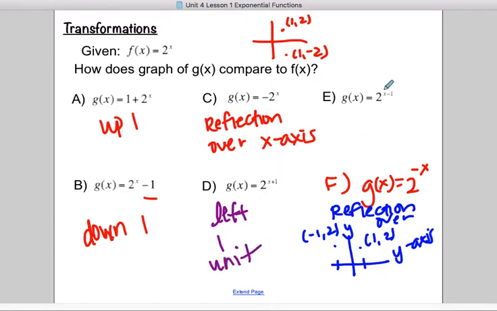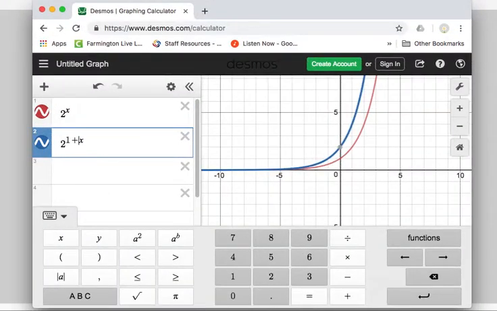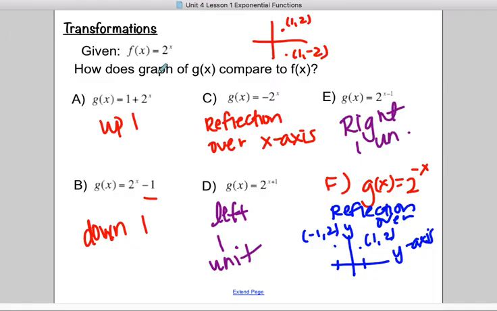How about here? This one looks like we're going left 1 unit, so guess what? We go right 1 unit. And we can back that up by graphing it, and you guys will always have your calculators handy. So if I just make it negative, you should see the red's the original, and I went to the right one. So there we go.